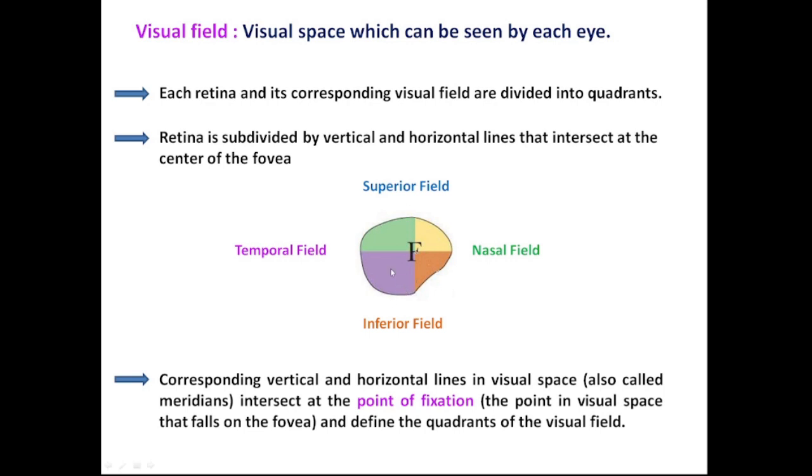The corresponding vertical and horizontal lines of the visual space are also called meridians, and they intersect at the point of fixation. This is the point of fixation, the point in the visual space that falls on the fovea. So this point of fixation in the visual field actually falls on the fovea, and this can be visualized properly by the fovea.